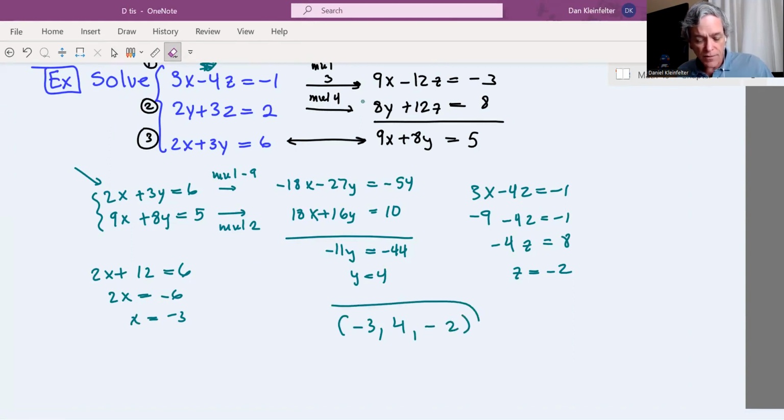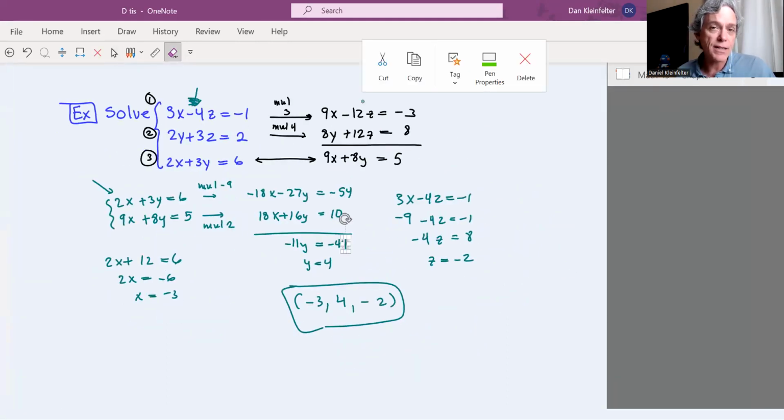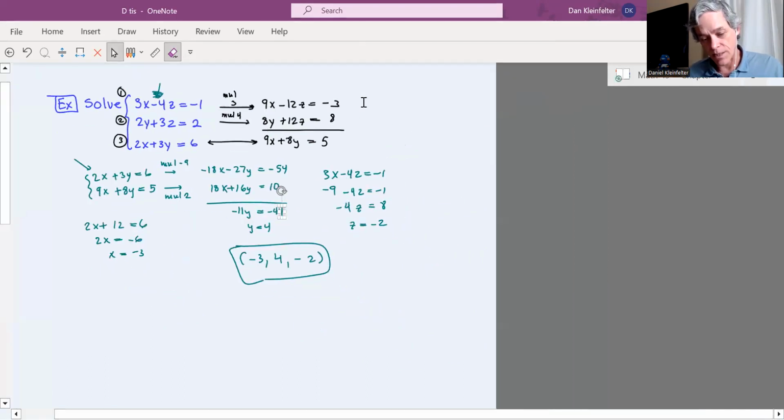Okay, so once again, there's a lot of choice in working with these. For this one, I began by eliminating z's. You could have eliminated any variable in that first step if you had wanted.